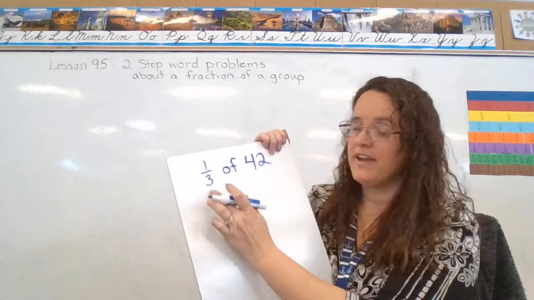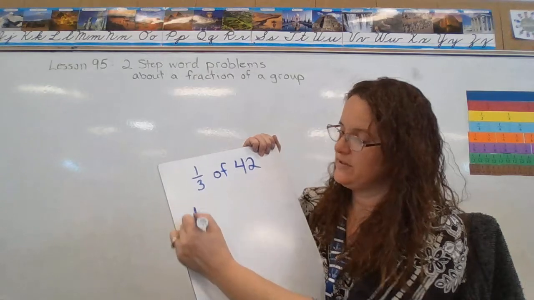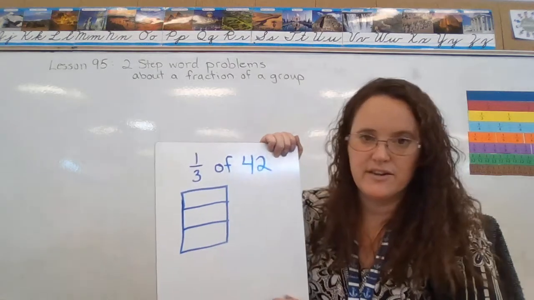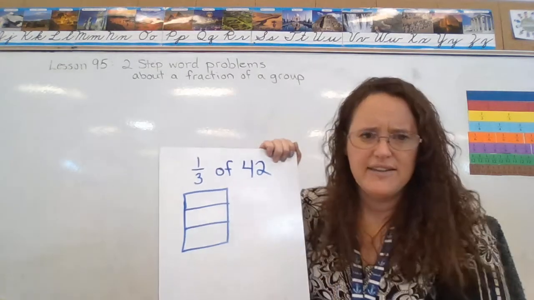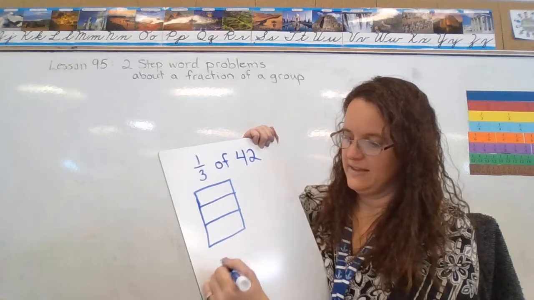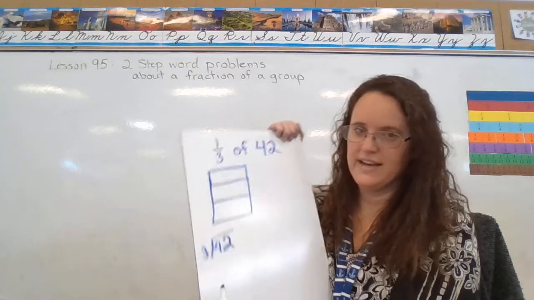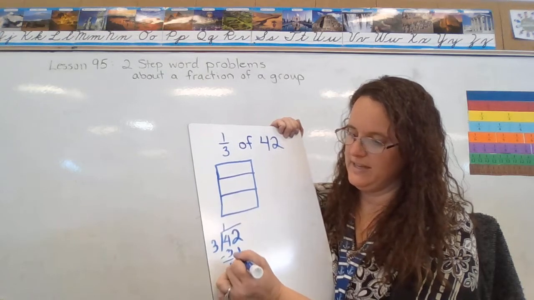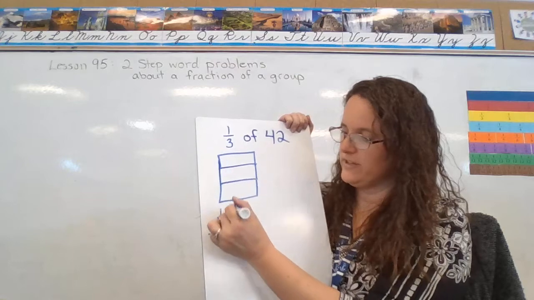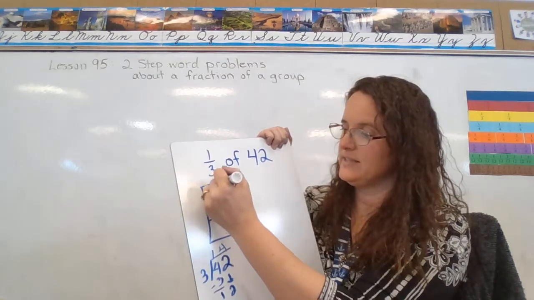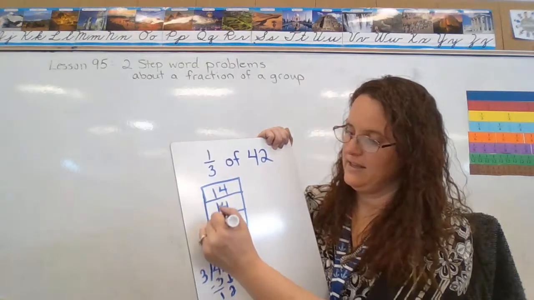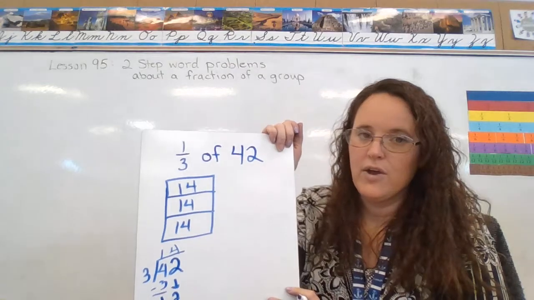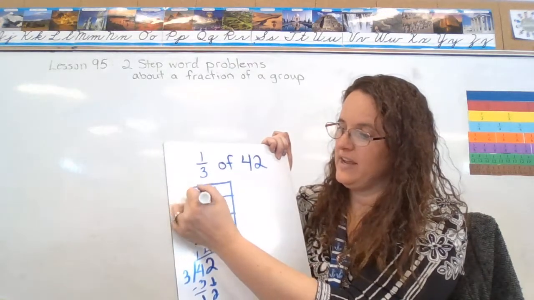Okay, we're going to start with figuring out what is 1/3 of 42. So, draw my rectangle, split it into thirds. I have to divide 42 by 3. That might be kind of tricky. Let's write it down over here. 3 goes into 4 one time. Do my subtraction, bring down my 2. 3 goes into 12 4 times. So we're going to have 14 pounds on each here. And 1/3 is going to be this one right here.